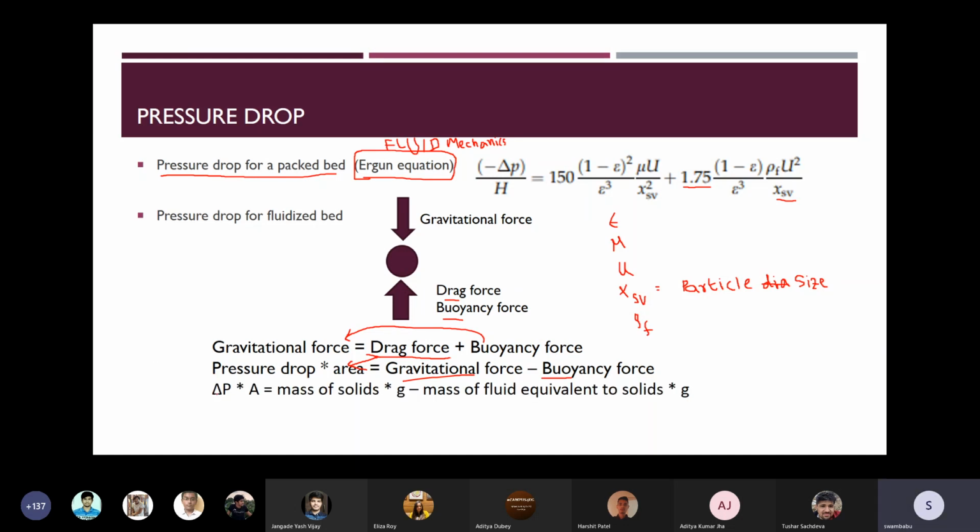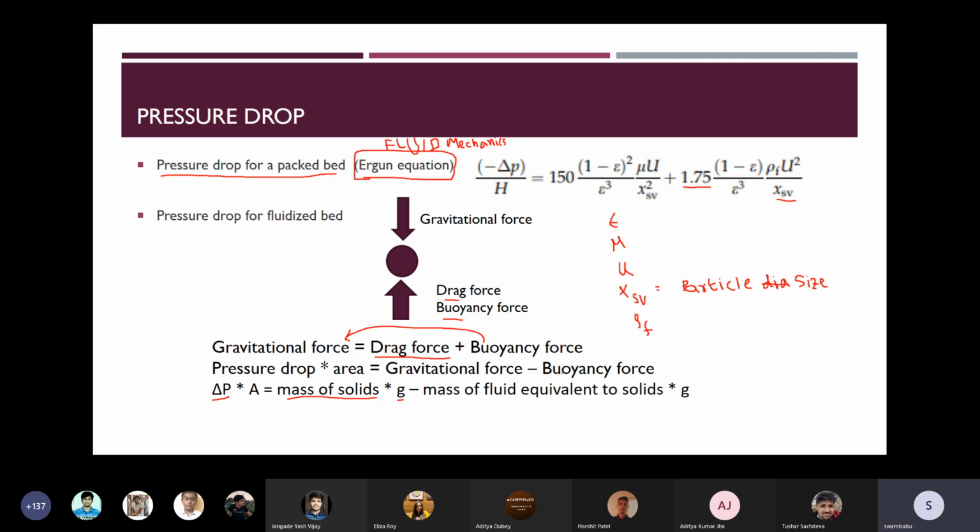So the pressure drop is delta P, and the area is A. Gravitational force is nothing but the mass of solids into g, the gravitational force acting on the solids.